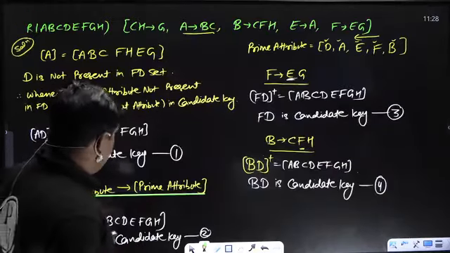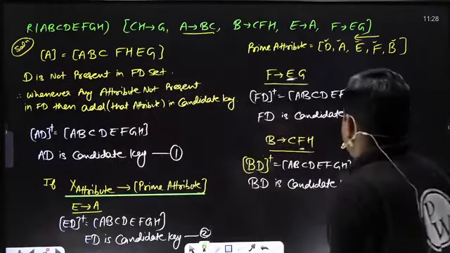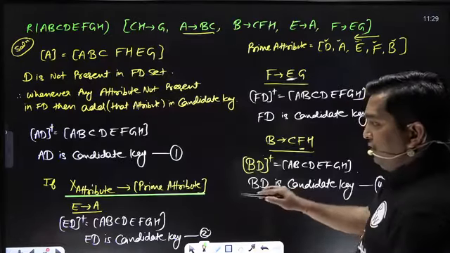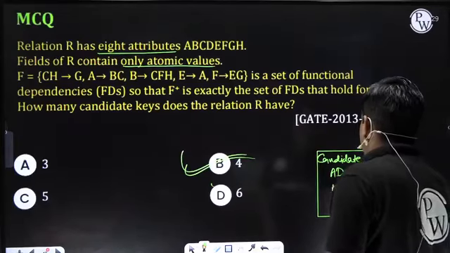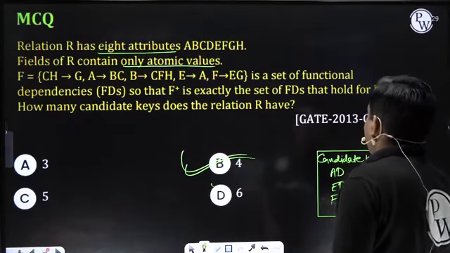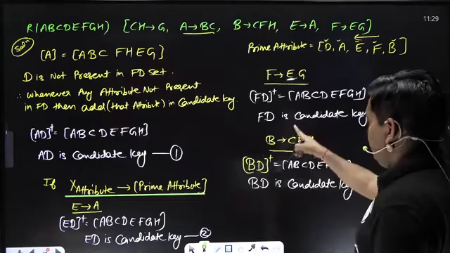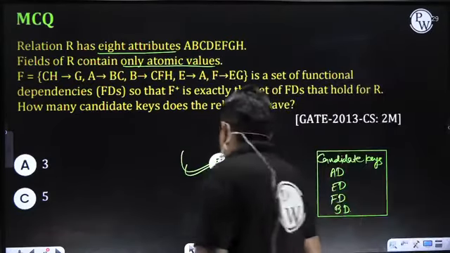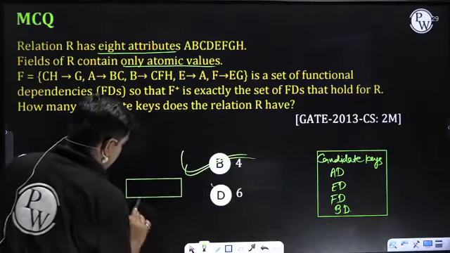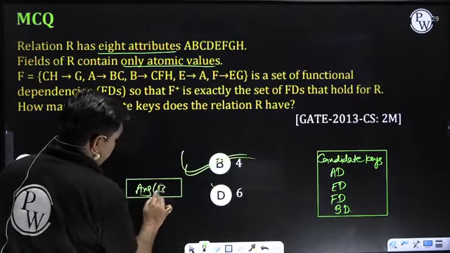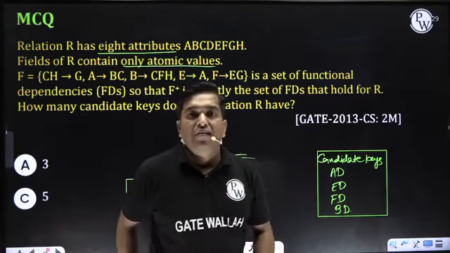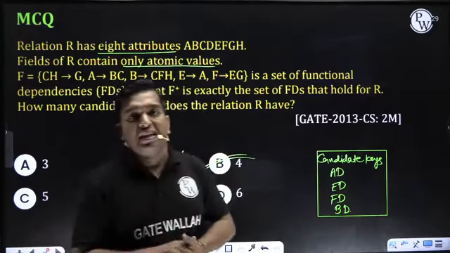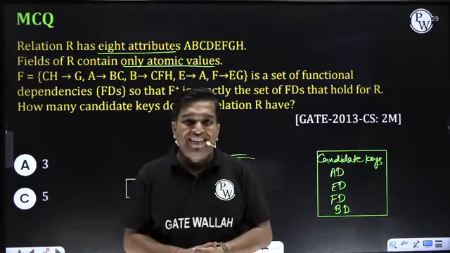The names of those candidate keys: the first one is AD, the next one ED, the next one FD, and BD. These are the 4 candidate keys. So my dear student, B is the correct answer for this question. In this schema with the given FD set, you are getting 4 candidate keys. B is the correct answer. Hope so. Thank you everyone.